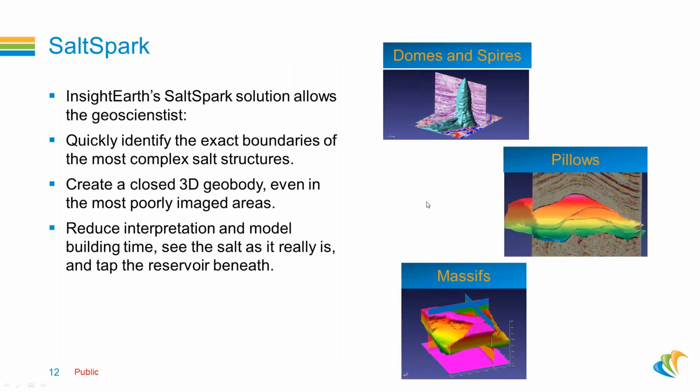In FaultSpark, we can quickly identify different kinds of solid structures. As you can see in this example, we have some domes, pillows, and some massifs. We can create the closed 3D geobody with many different kinds of data sets, and we can reduce the time for the interpretation of all these different elements.